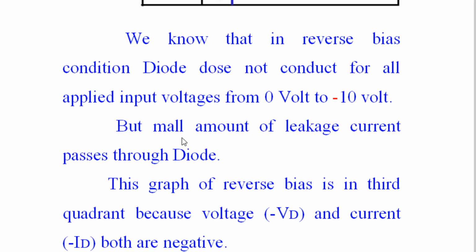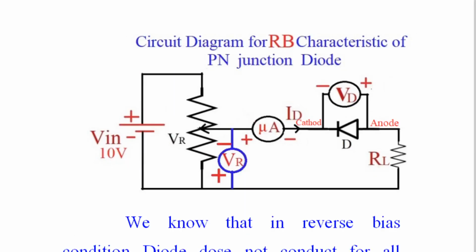But a small amount of current, which is called leakage current, passes through the diode. This graph of reverse bias is in the third quadrant because the voltage across the diode is measured as minus VD, and the current flowing through the diode, both are negative. Therefore the diode characteristics of the reverse bias will be in the third quadrant.